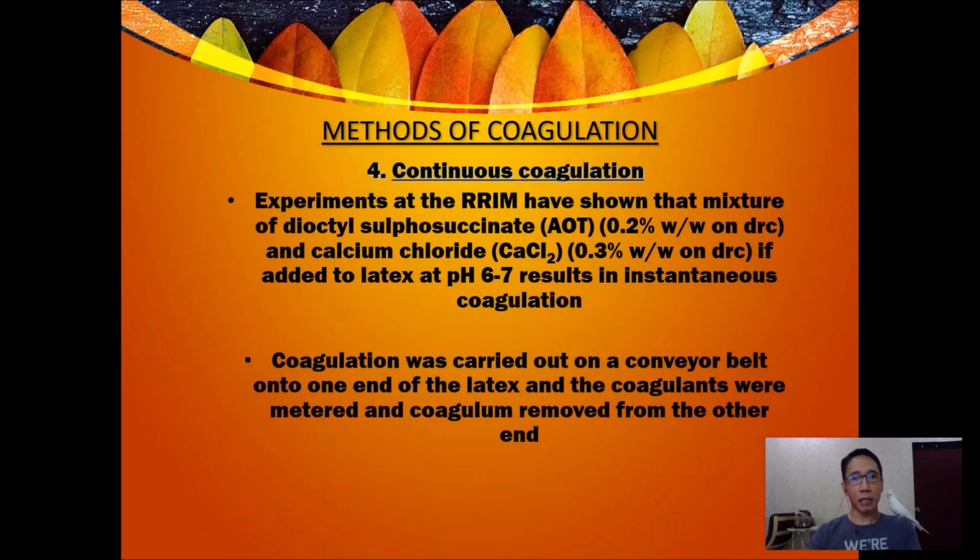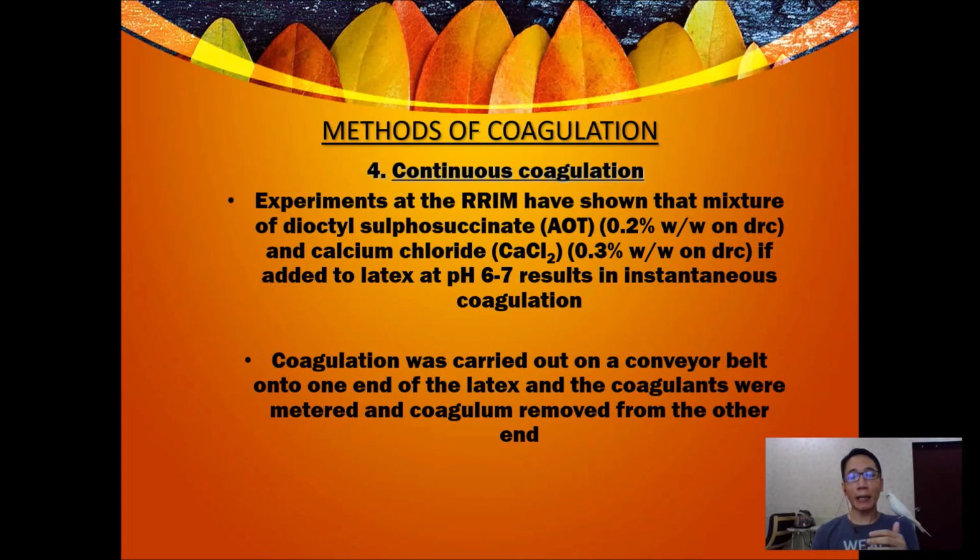Next, the fourth process, which is the continuous coagulation. This experiment has been conducted by RRIM, the Rubber Research Institute of Malaysia, and has shown that a mixture of dioctyl sulfosuccinate, which is the AOT, of 0.2% weight-over-weight on DRC, and addition of calcium chloride of 0.3% weight-over-weight on DRC, if added to latex at pH of 6 to 7, results in instantaneous coagulation. So, coagulation was carried out on conveyor belts, where the latex and coagulant were admitted onto one end and the coagulum removed from the other end.